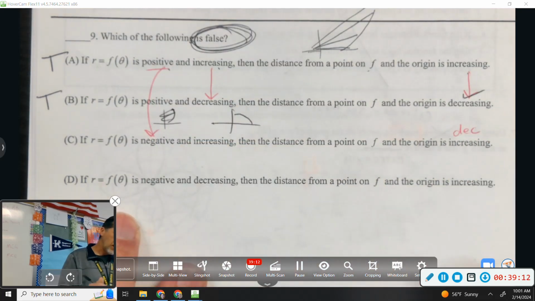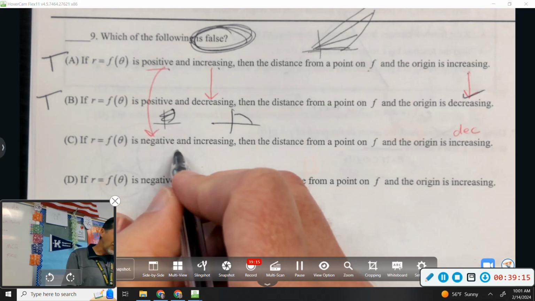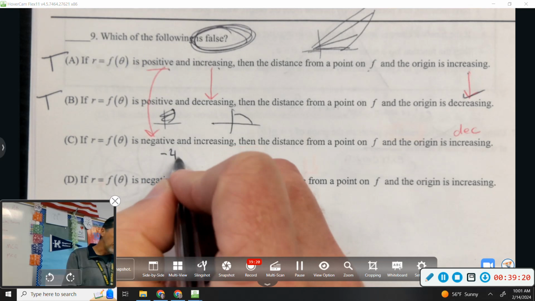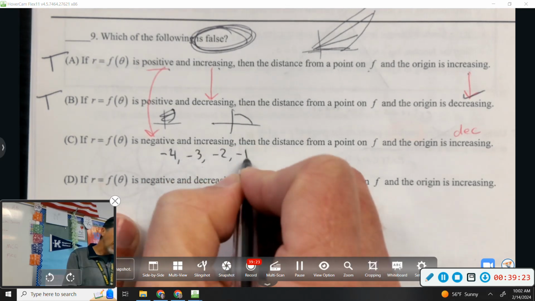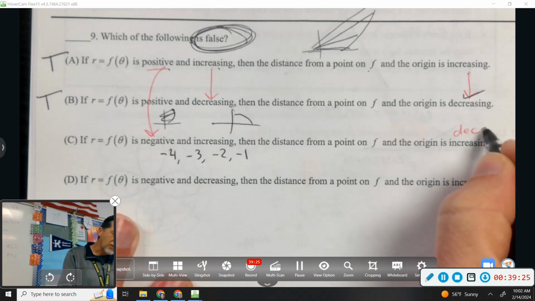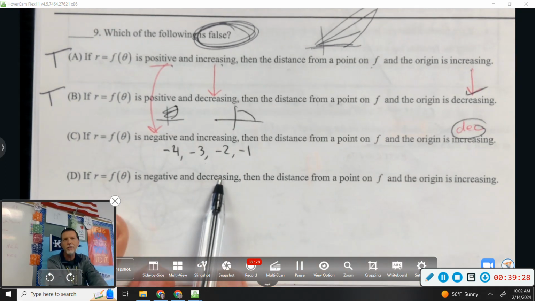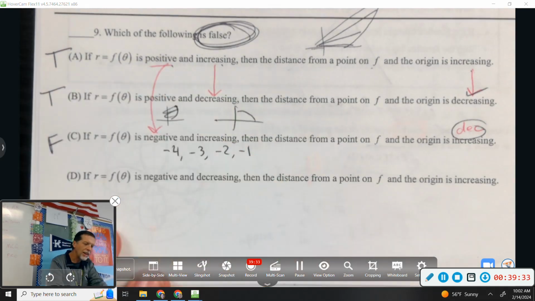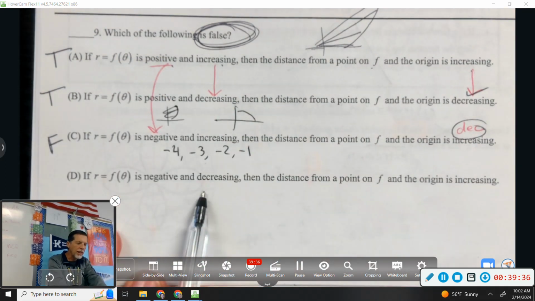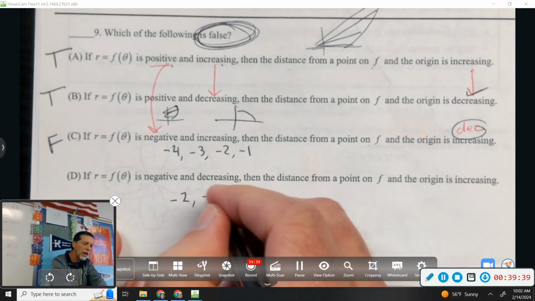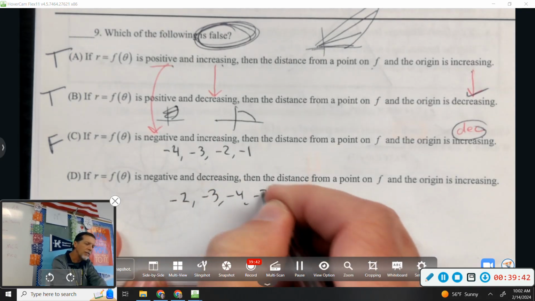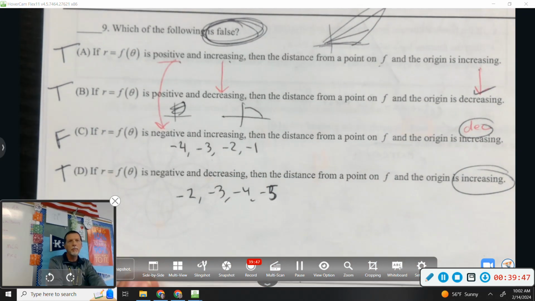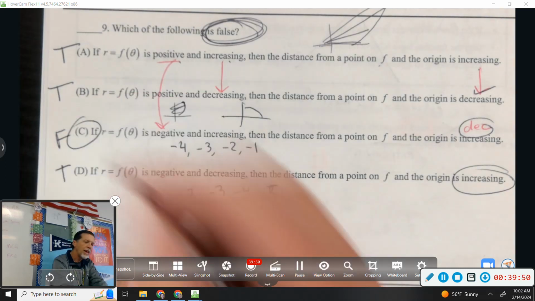If r is negative and increasing. Negative and increasing. So it's like going from -4 to -3 to -2 to -1. Well, that distance then is actually decreasing. We're getting closer to the origin. So that one's not right. And then that last one, negative and decreasing. So -2, -3, -4, -5. We're getting further away from the origin, so that's true. Again, it's the negative stuff that really messes things up on the polar graphs.